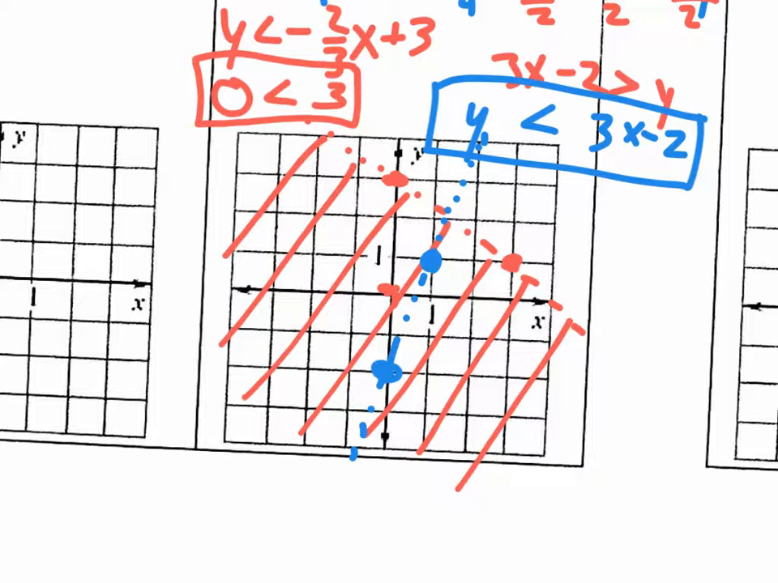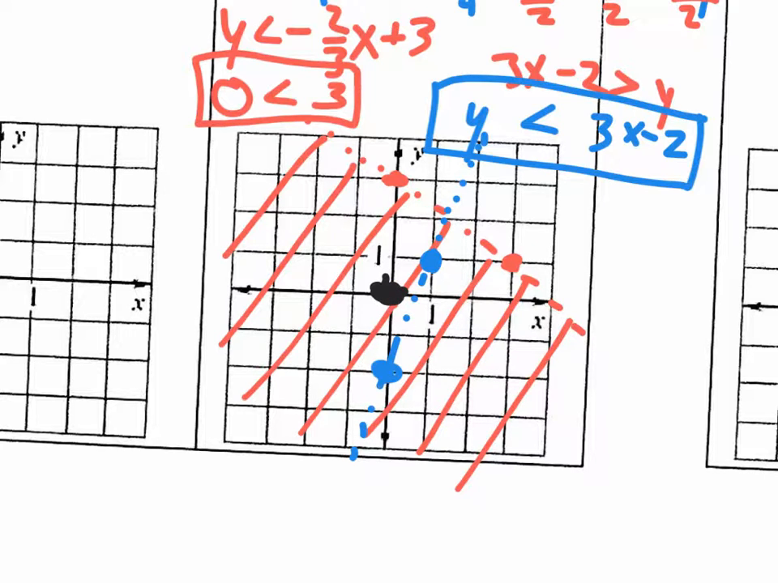Now we either shade in the left side of this blue line or the right side of this blue line. Let's test a point. As you can see, 0, 0 is pretty close to the blue line, but it's obviously on the left side of it. So let's test the 0, 0 right there.